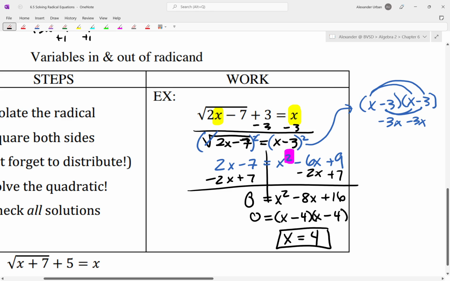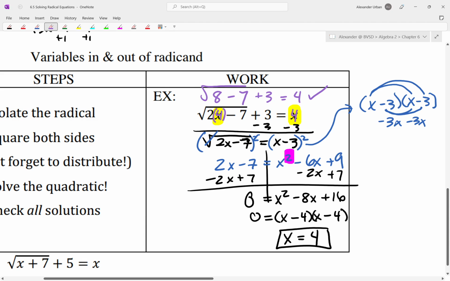So I'm going to check this just in case. That's what we're supposed to do. Replace the x's with 4's. And let's try it. 2 times 4 is 8. 8 minus 7, rooted is 1. So square root of 1 is 1, plus 3 equals 4. This is true. Works out.